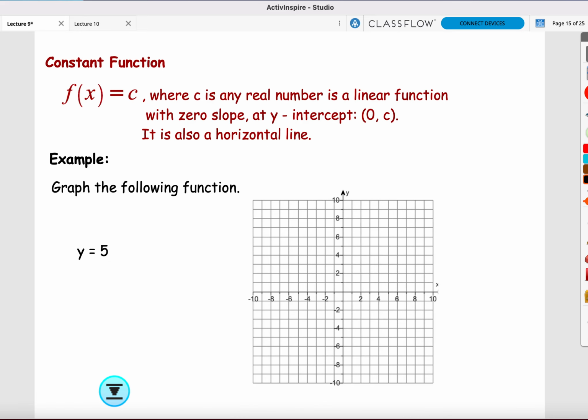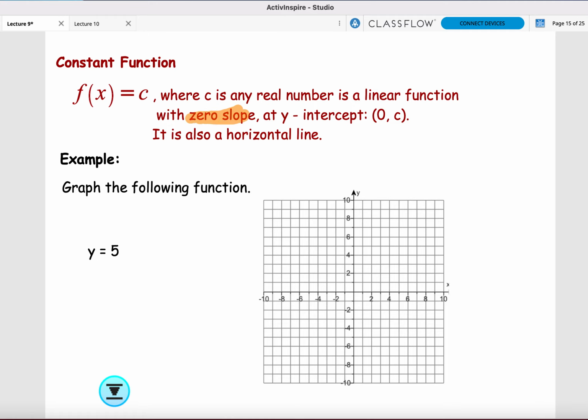All right. Constant function, everyone. F of x equals c, where c is any real number, is a linear function with zero slope at the y-intercept 0, comma c. It's also known as a horizontal line. So graph the following function, y equals 5. So c is equal to 5. It's a constant function, y'all. So we're going to go ahead and put it at y equals 5 on the y-axis. So 1, 2, 3, 4, 5, which is between 4 and 6.